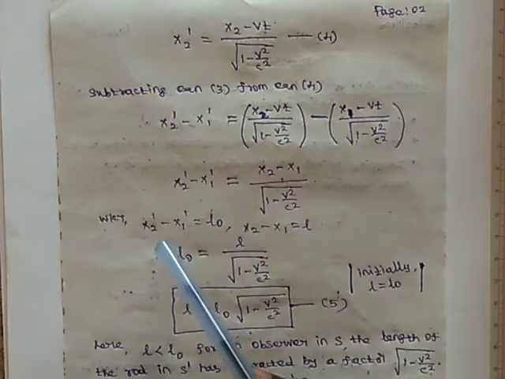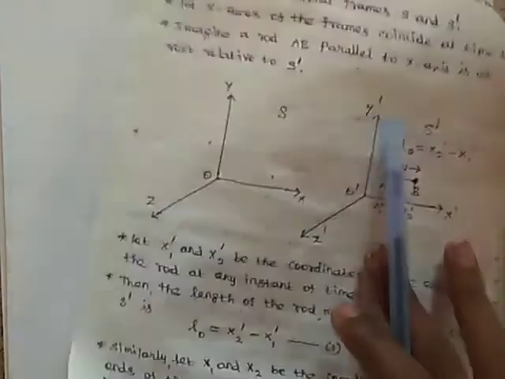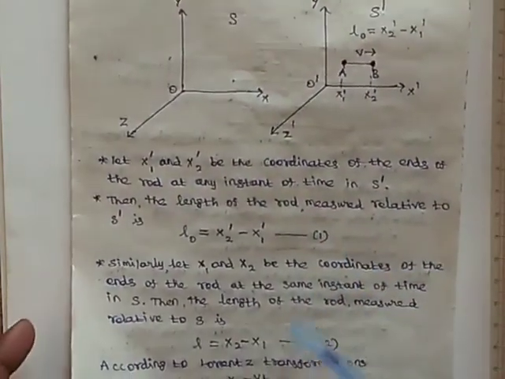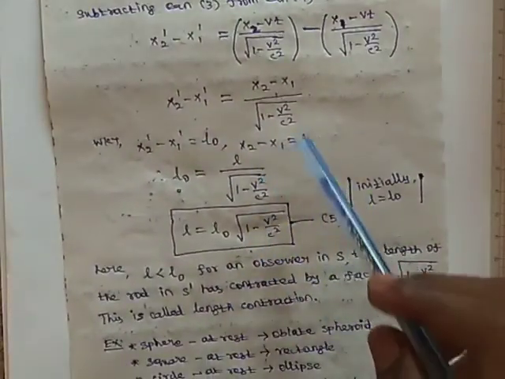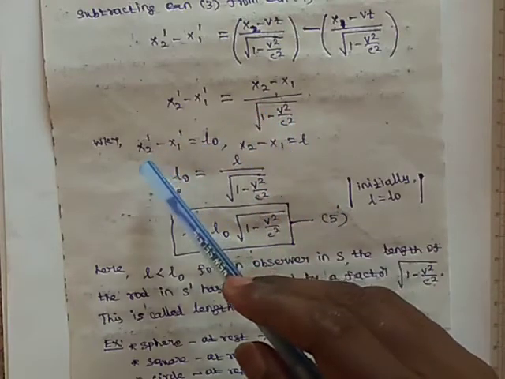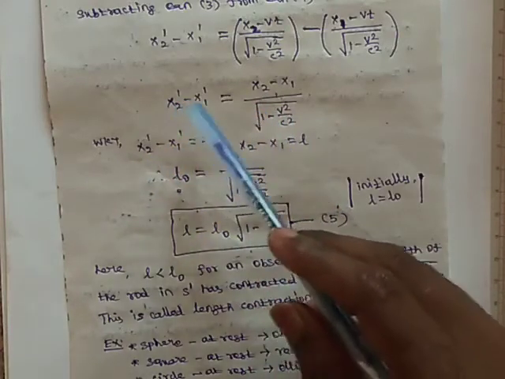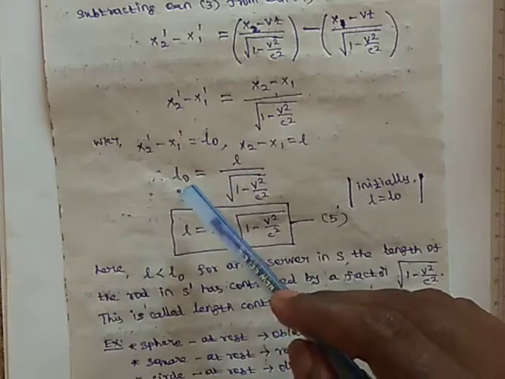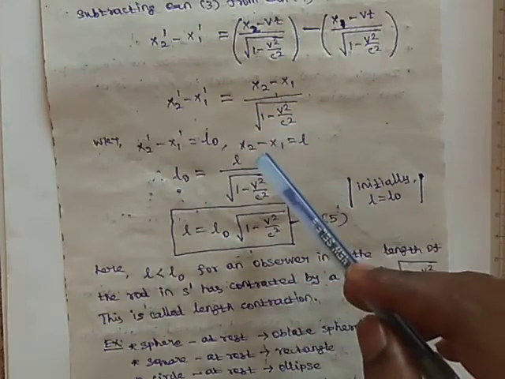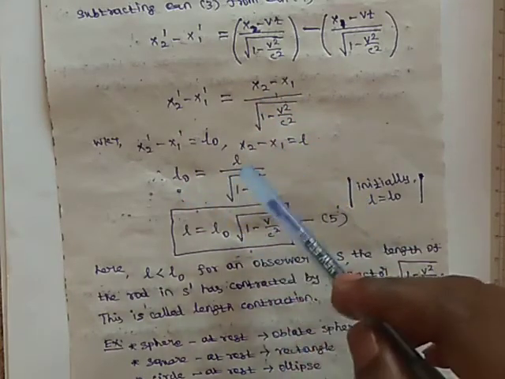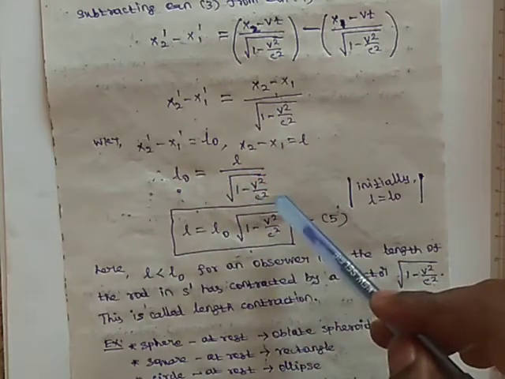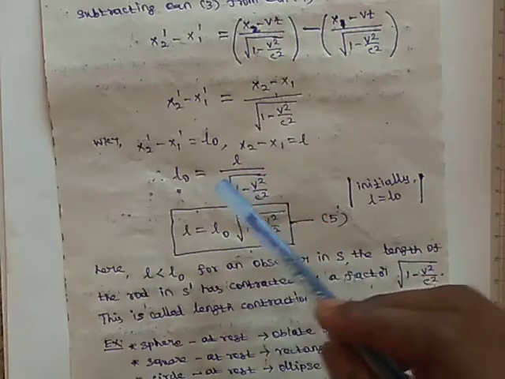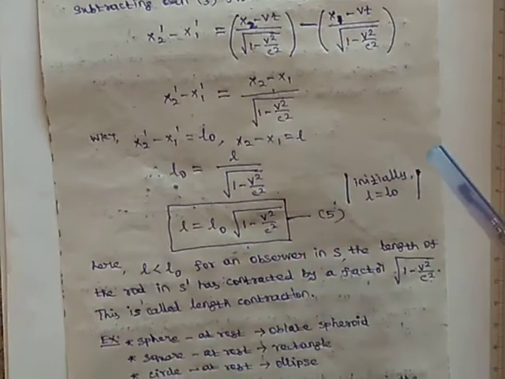We know that x2 prime minus x1 prime is L naught. That is our equation 1. And equation 2 is L is equal to x2 minus x1. This we have to apply here. So x2 prime minus x1 prime we replace with L naught, and x2 minus x1 is replaced with L. So this equation is rewritten as L naught is equal to L divided by root of 1 minus v square by c square. Then we can write L is equal to L naught into root of 1 minus v square by c square.